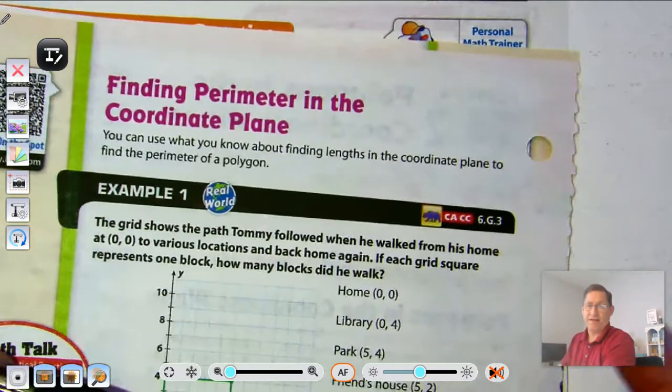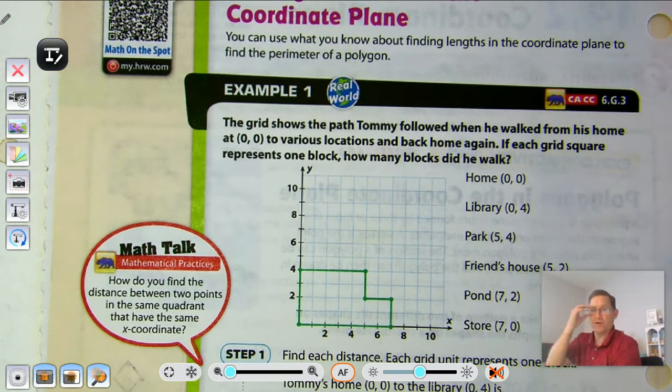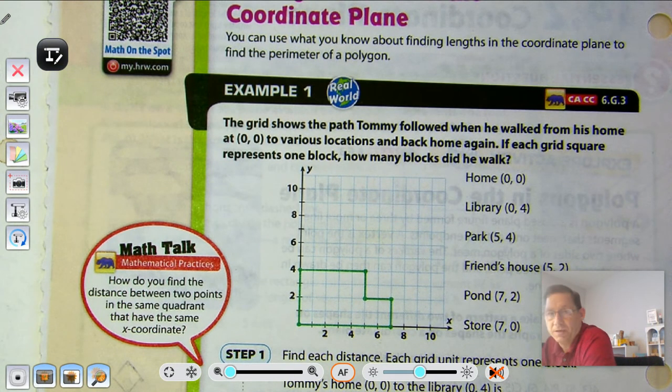All right, so how about finding the perimeter then in the coordinate plane? So we can use what we know about finding length in the coordinate plane to find the perimeter of a polygon. So we can use lesson 14.1 where we found the distance of sides, or the distance between 2 points, to help us find the perimeter of a polygon.